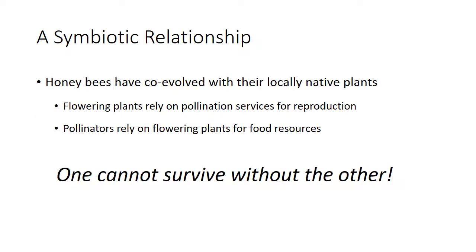So first and foremost, it's important to understand that honeybees have co-evolved with their locally native plants, so they have a really symbiotic relationship where one cannot survive without the other. Flowering plants rely on pollinators for reproduction, and they provide nectar to incentivize that reproduction, which acts as the pollinator's food source. So again, one really can't survive without the other, if they rely on this type of pollination services.